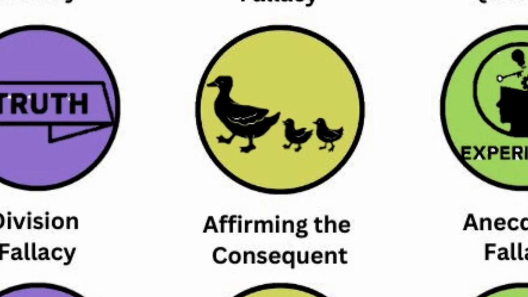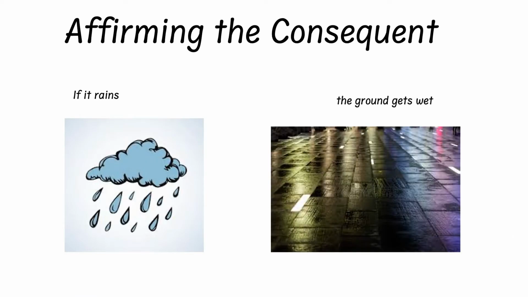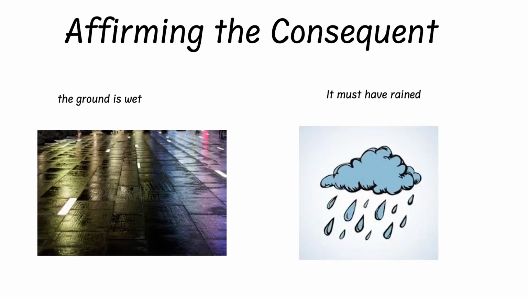Affirming the consequent. This fallacy occurs when someone assumes that if the consequent is true, then the antecedent must also be true. It confuses the direction of logical implication.